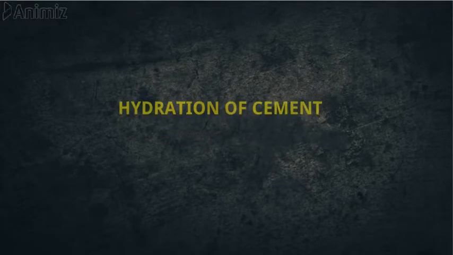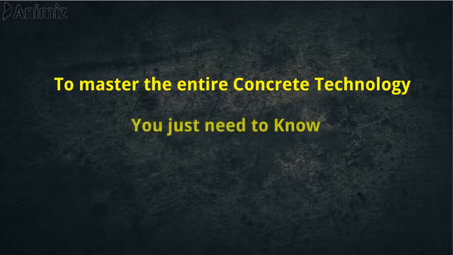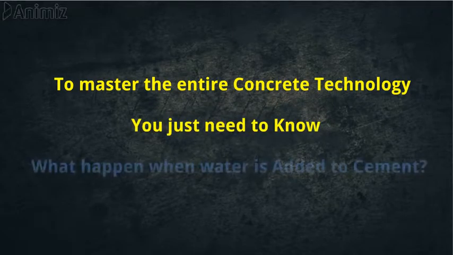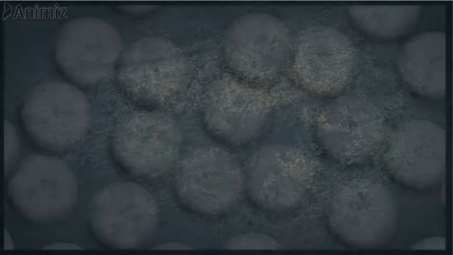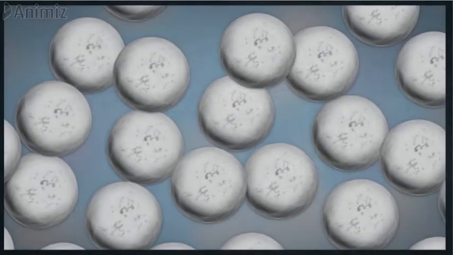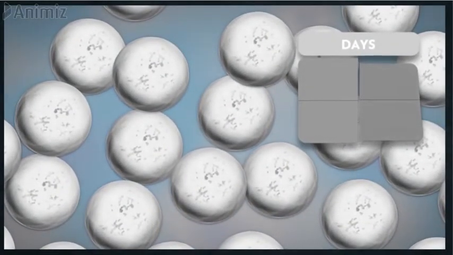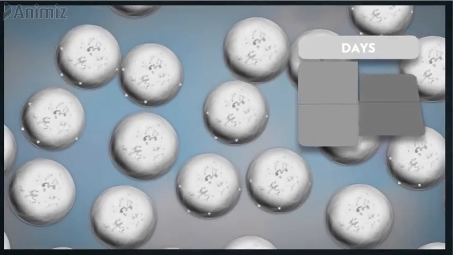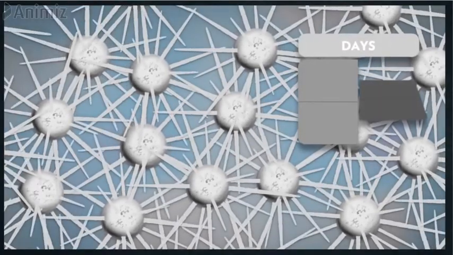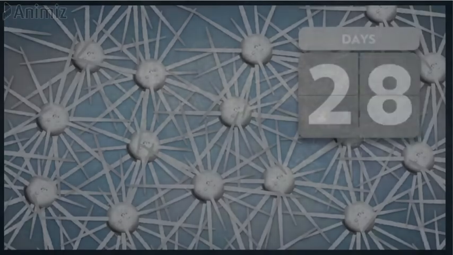Hydration of cement. To master the entire concrete technology, all you need to know is what happens when water is added to cement. Cement powder and water react and harden through a process known as hydration. During hydration, the cement grains come into contact with water and begin to form a strong rod network structure, which is responsible for the final strength.